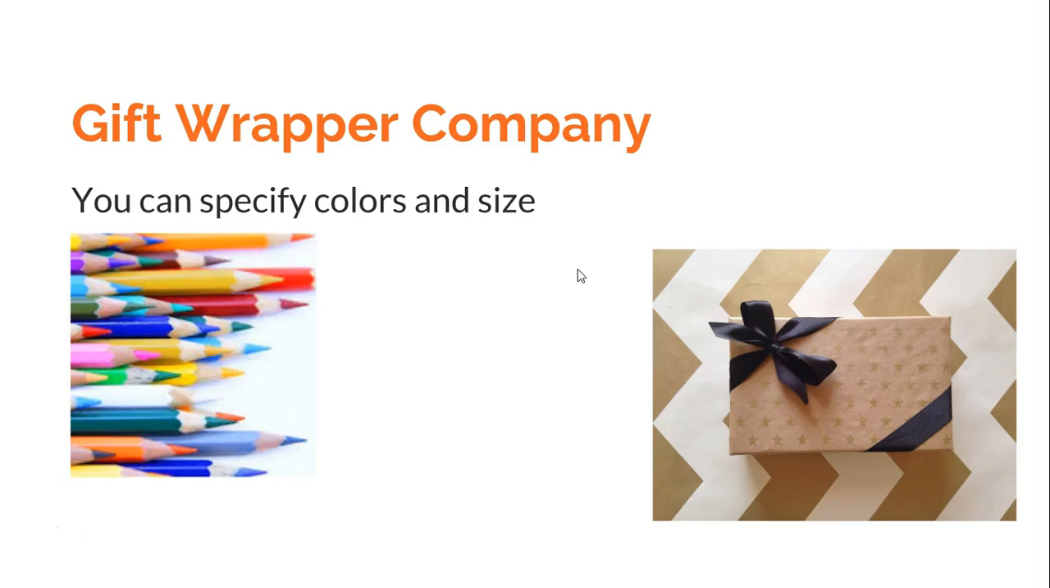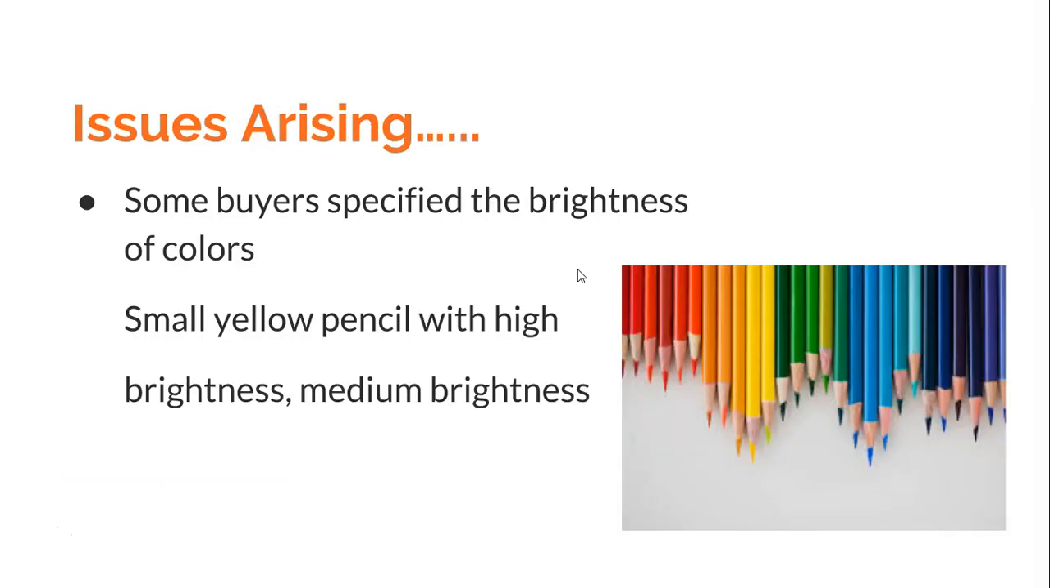But when customers specify color, we give them color of any brightness. When they specify a yellow color, we can give them a very bright yellow color, or a medium bright yellow color, or a yellow color that has low brightness. But some issues are arising now. Some of the buyers said they would like to specify the brightness of colors such that they can say, I need a small yellow pencil with high brightness, or a medium brightness, or a low brightness.